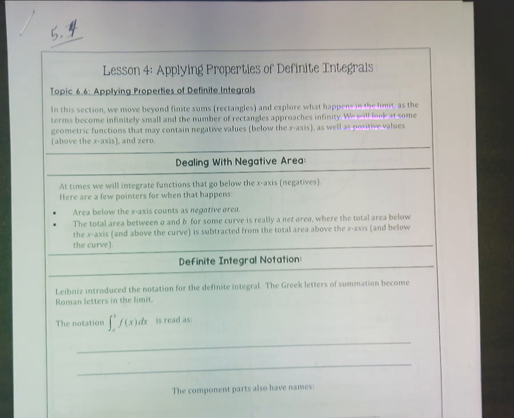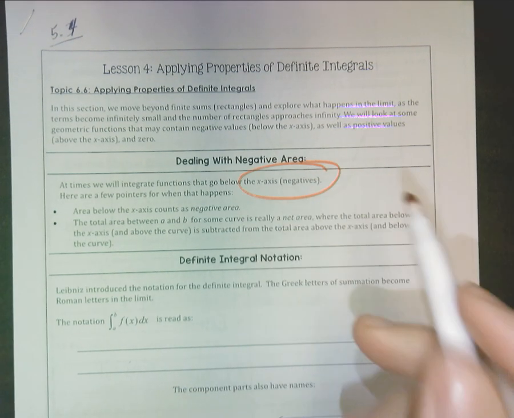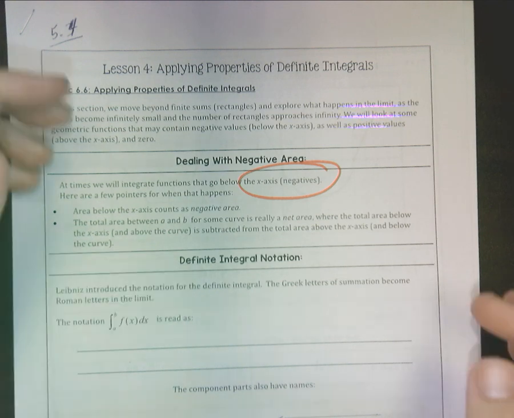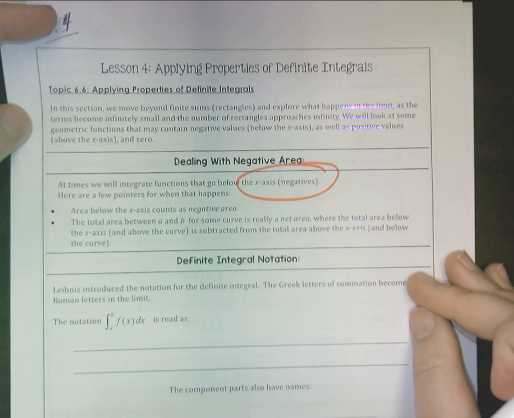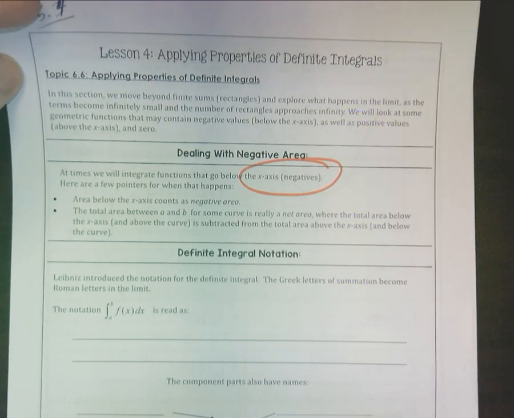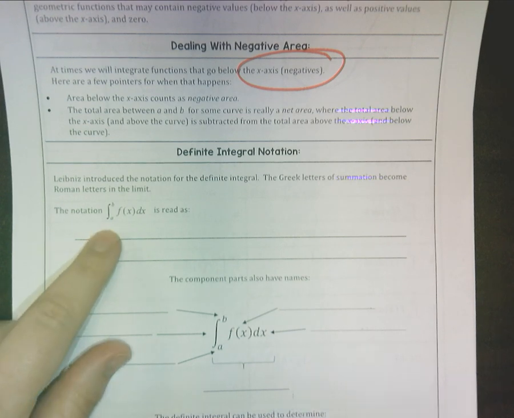We're now going to be introduced to the Leibniz symbols for integral and definite integral notation, and we're also going to be dealing with negative area. Negative area is area that goes below the x-axis. Those are negatives. Okay. Hopefully you've downloaded this guided worksheet, and we're just going to work it out together and fill it in. So first thing first, let's just understand how to read this notation.